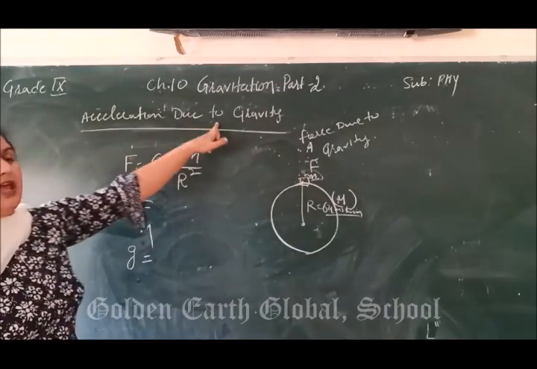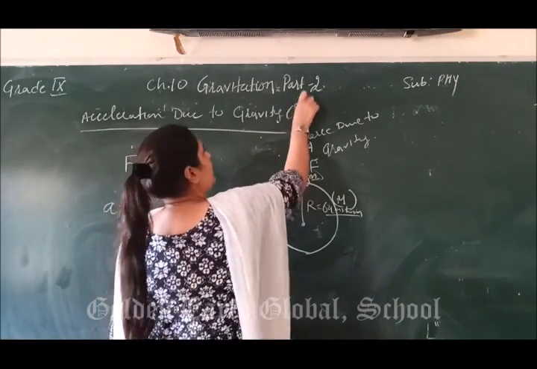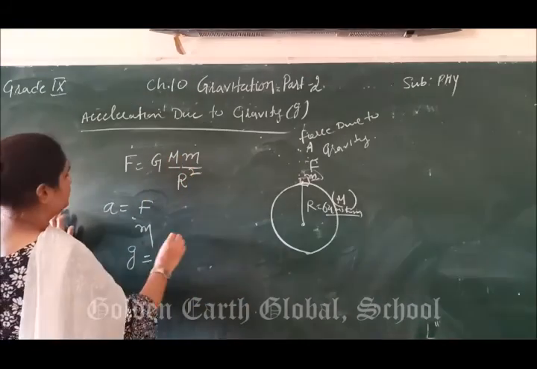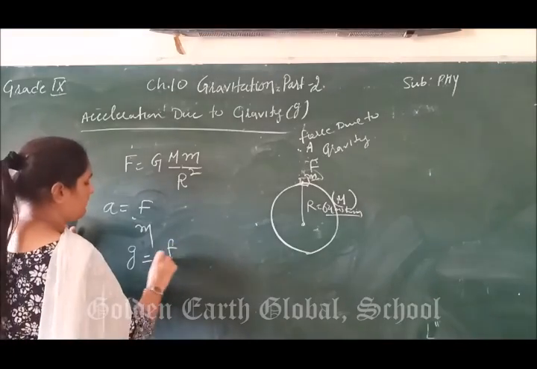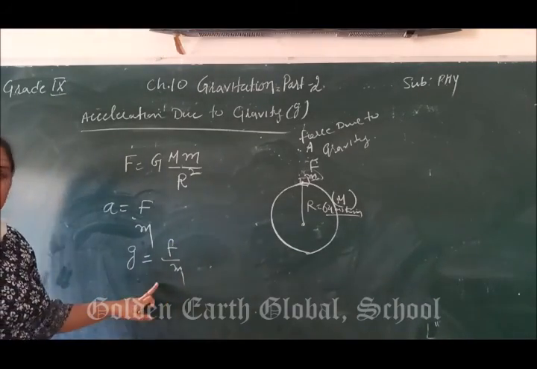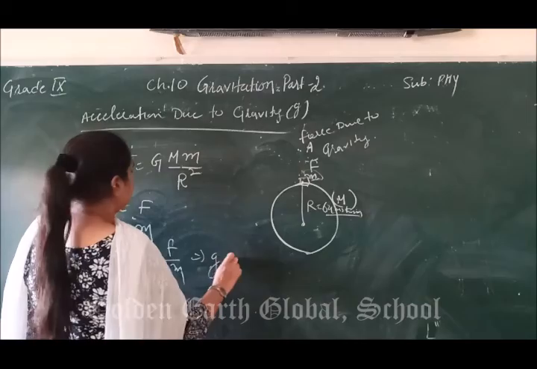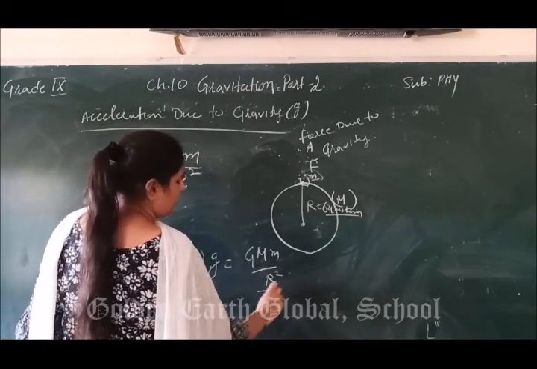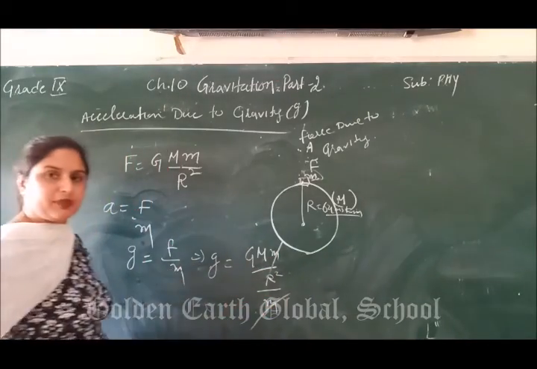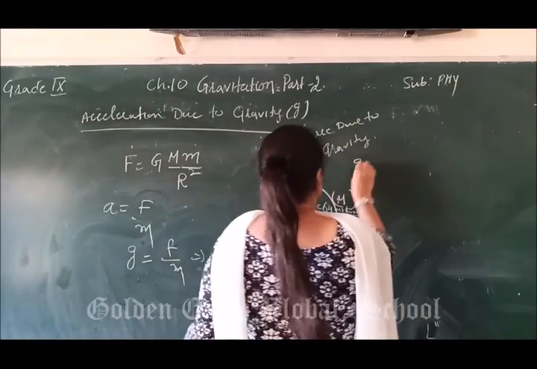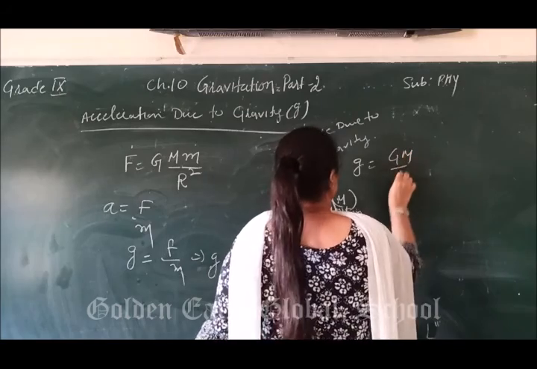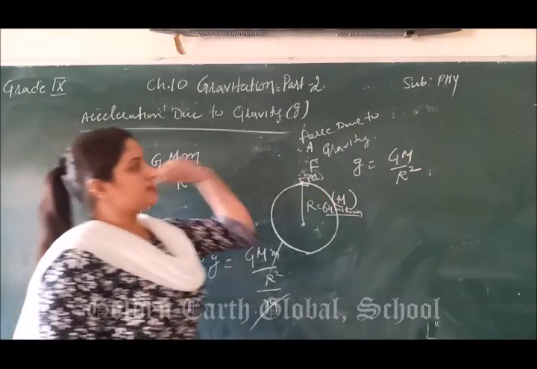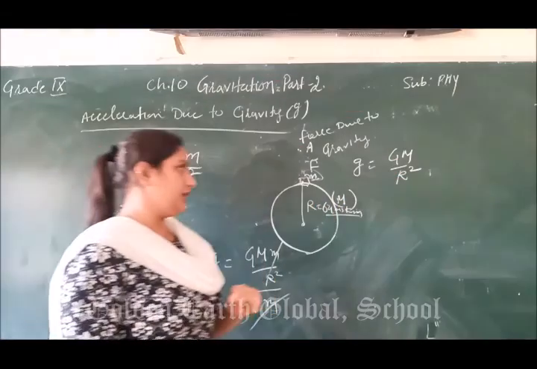That is called the acceleration due to gravity, and it is represented by small g. Small g will be equal to F by m, that is the gravitational force. From here, g will be equal to G Mm upon capital R square upon m. m cancels with m. So you are left with small g is equal to G M upon capital R square. This is the acceleration due to gravity.